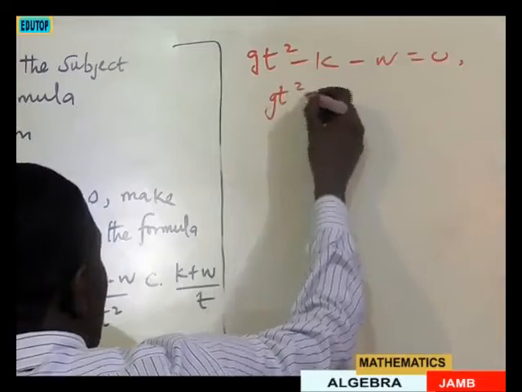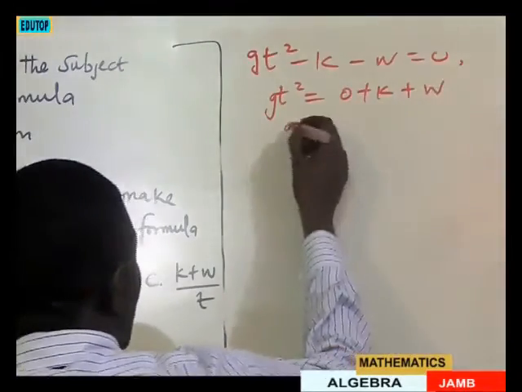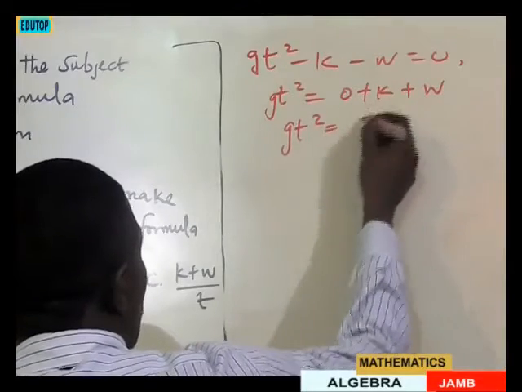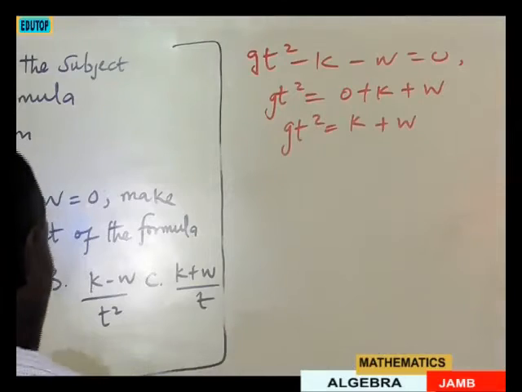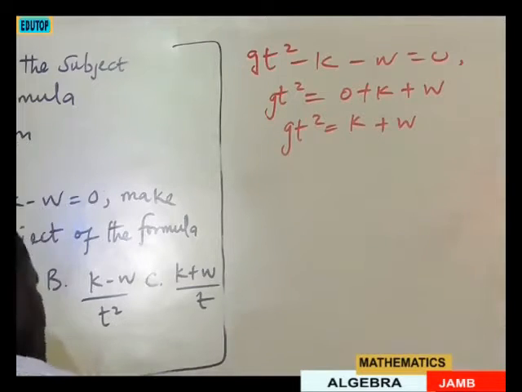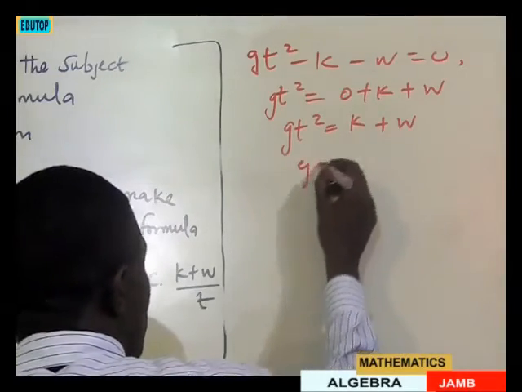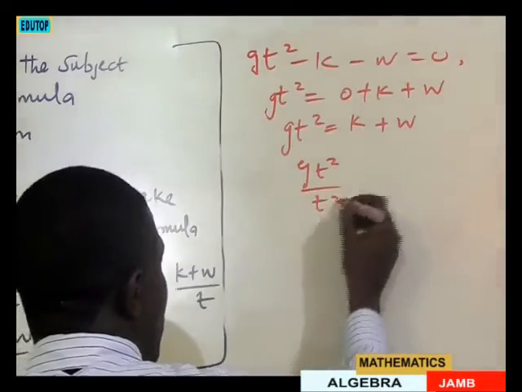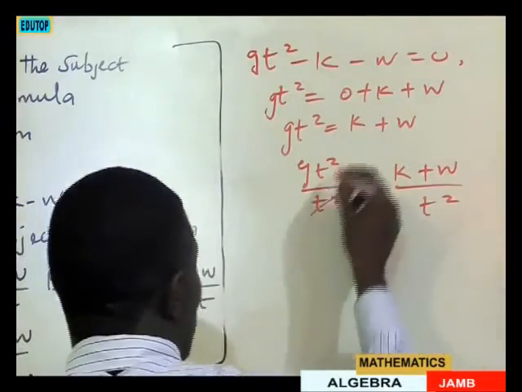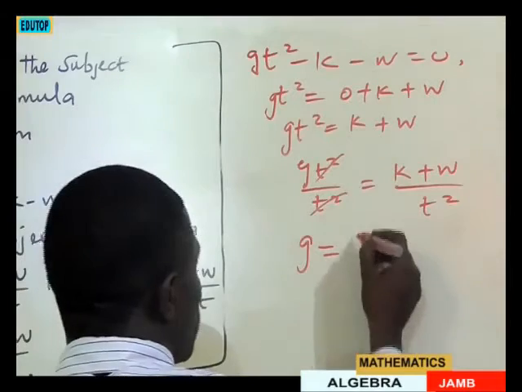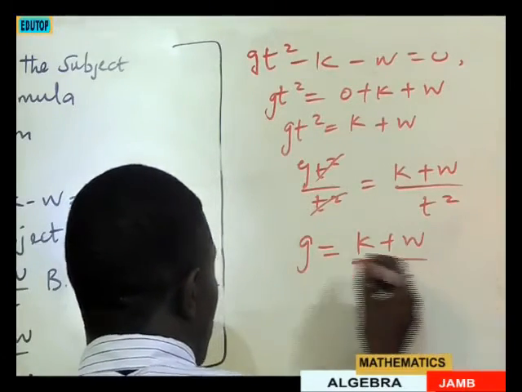Gt squared equals to 0 plus k plus w. Then that becomes gt squared equals to k plus w. I want to make g the subject of the formula, so I will divide both sides by what? T squared. So I have gt squared divided by t squared equals to k plus w divided by t squared, and this one cancels this. Then I have my g equals to k plus w over t squared.